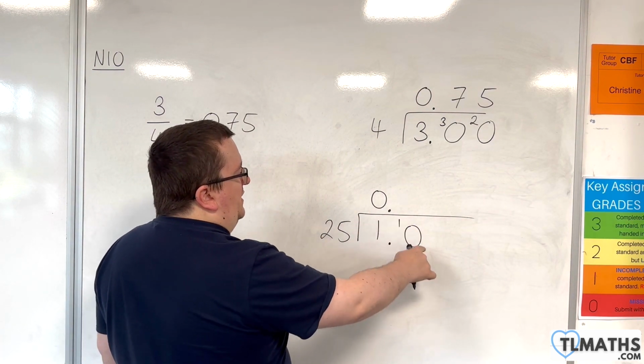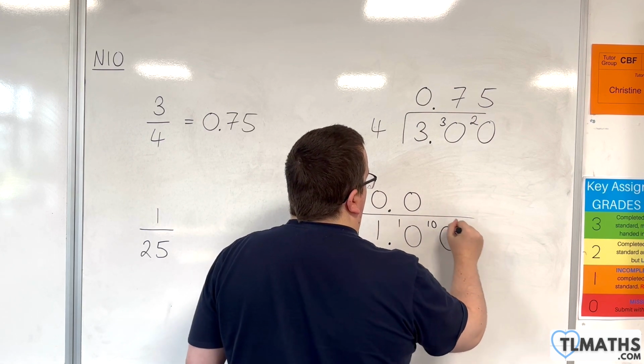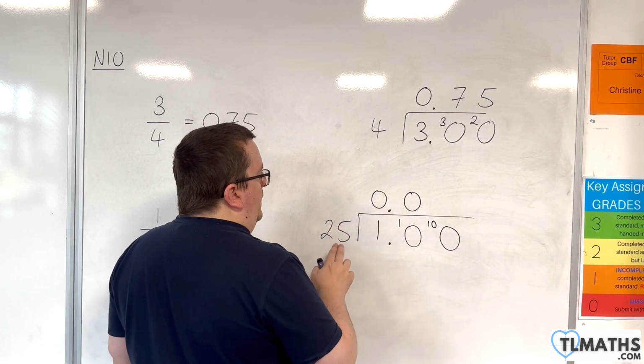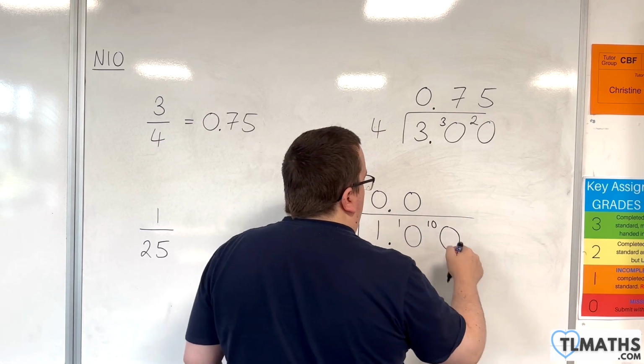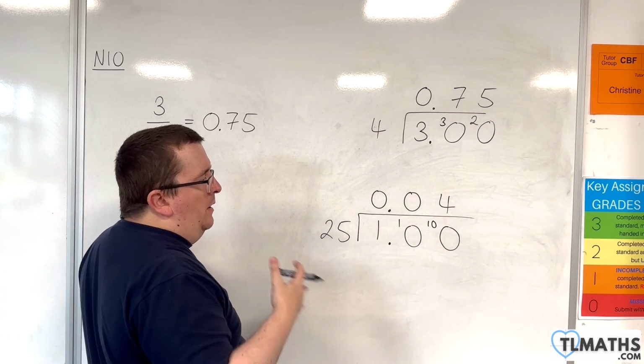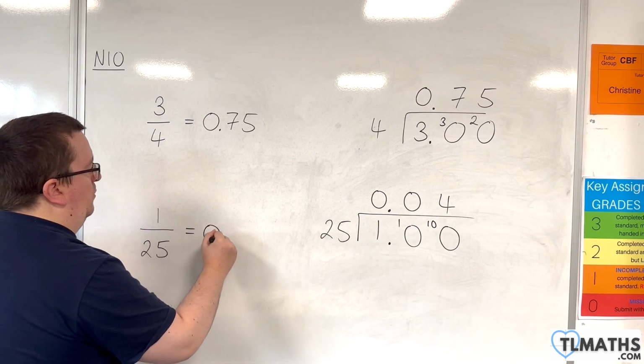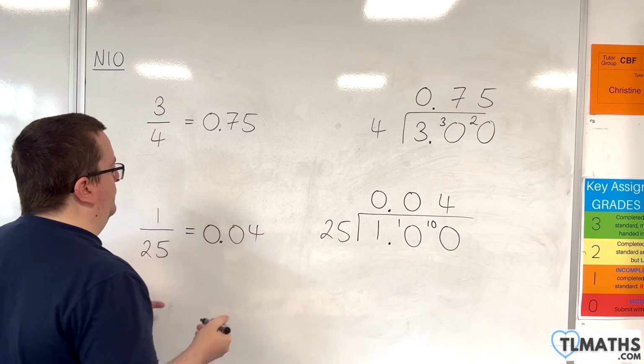25 goes into 10 0 times with remainder 10. So bring in a 0. 25's into 100 go 4. With remainder 0. So it terminates there. And so 1/25 is 0.04.